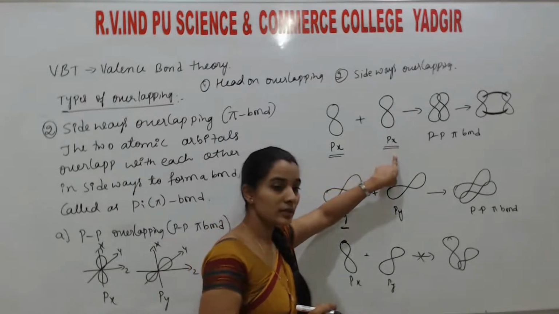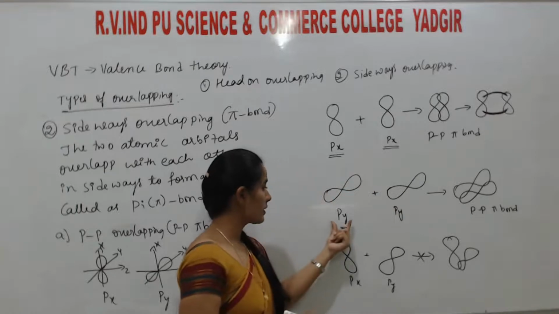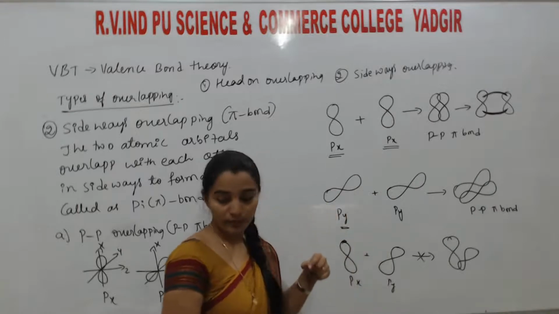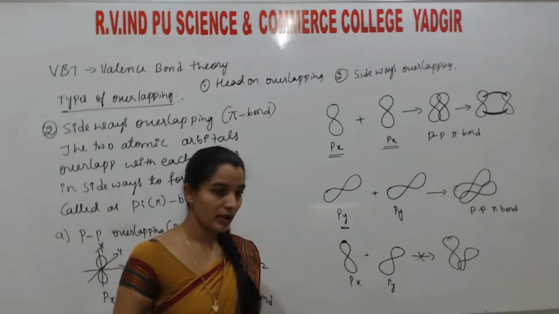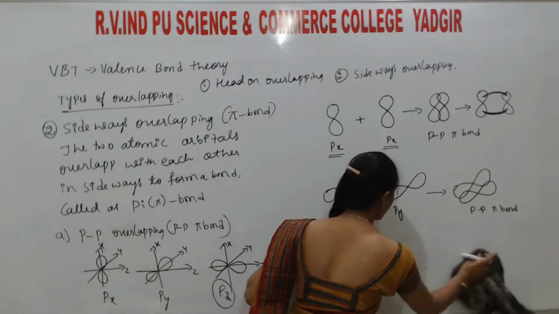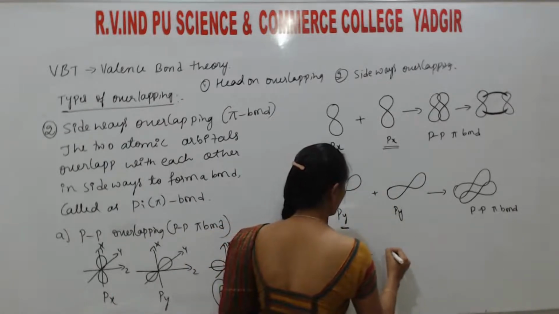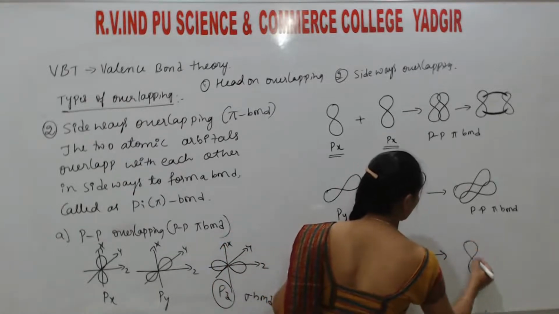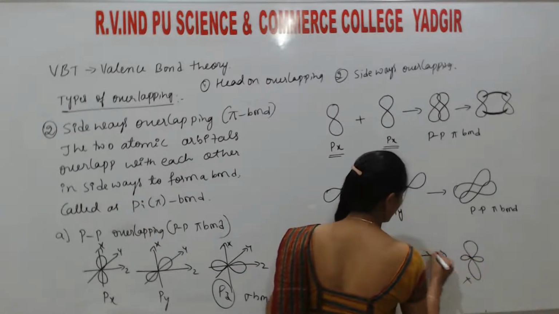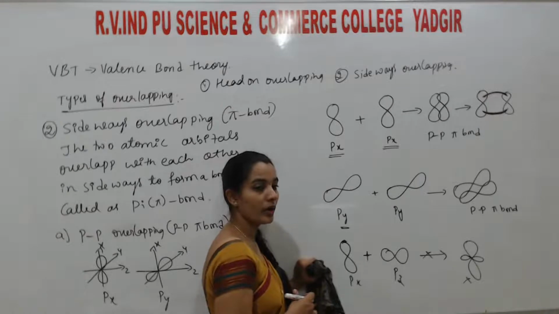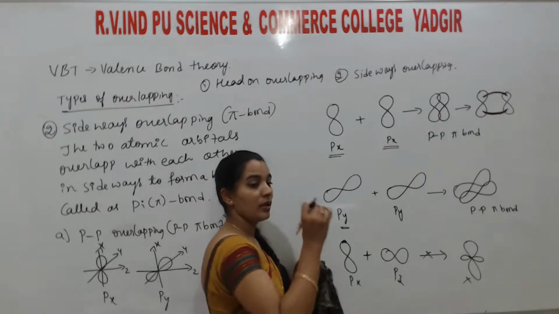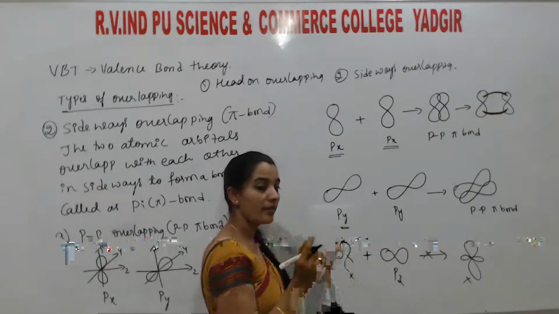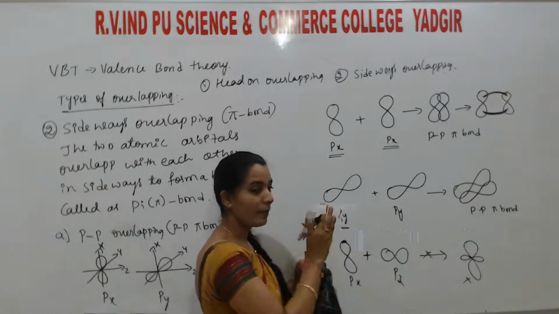Means px always bonds or overlaps with px, py always overlaps with py, and pz always overlaps with pz. So remember, this is px, py. Assume if instead of py, pz is like that. How does the overlapping take place? It cannot be possible. This is impossible. They cannot form overlapping. Means the orbitals which are in the same plane, x plane, y plane, or z plane, overlap with each other to form pi bonds.